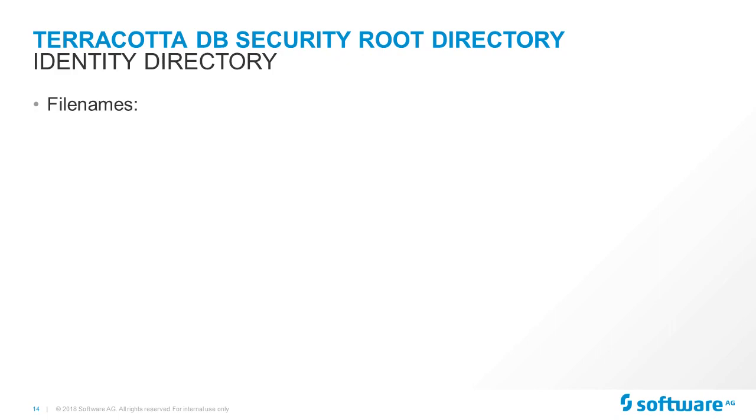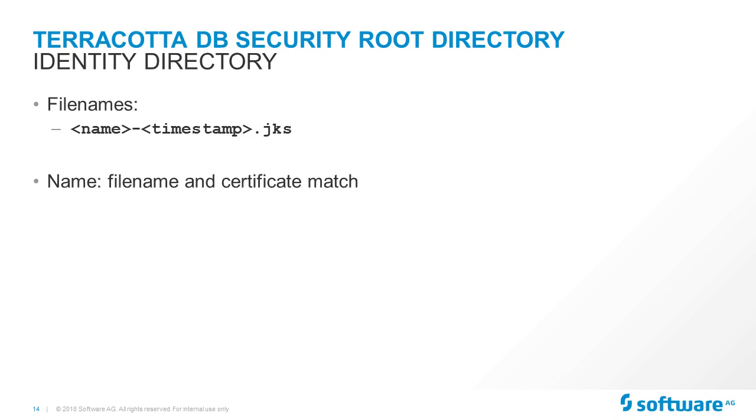The Identity subdirectory has files called something like this, name timestamp.jks. Here the timestamp is the same as before, but the name in this file must match the name on the certificate. Again, you can have multiple key stores in the Identity directory, but this time only the latest key store is selected.